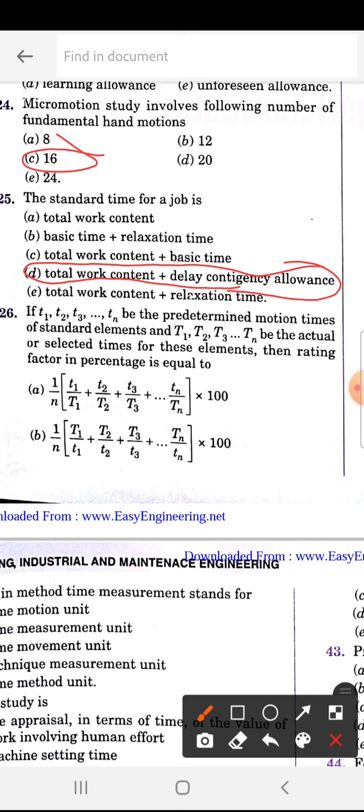Okay. Next, if T1, T2, T3 up to Tn be the predetermined motion times of standard elements, and small t1, t2, t3 up to tn be the actual or selected times for these elements, then rating factor in percentage is equal to, important, this is our answer, 1 by n into small t1 by capital T1 plus small t2 by capital T2 up to small tn by capital Tn, into 100. So this one you remember.